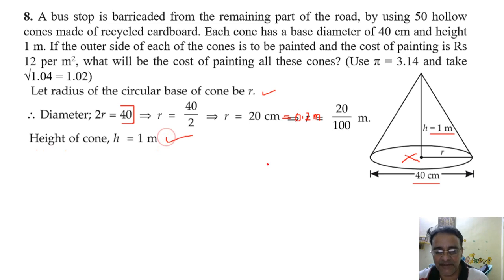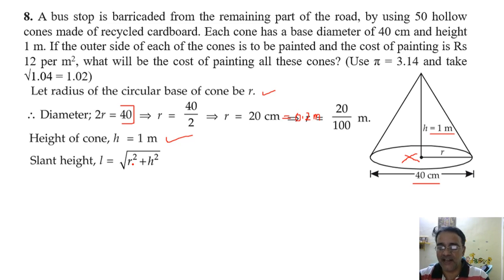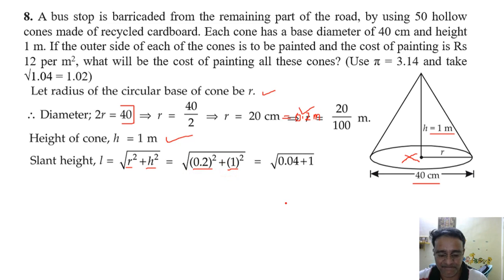Height of the cone is given 1 meter and slant height formula, because we need slant height for calculating curved surface area. So root over r square plus h square. What is the value of r? 0.2. I already told. And h is 1. So 0.2 whole square plus 1 square. 0.04 plus 1. So we'll get root over 1.04. And this value is already given. How much is given? 1.02. This is equals to 1.02 given. So we got the value of L also.